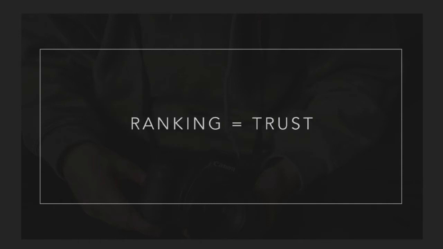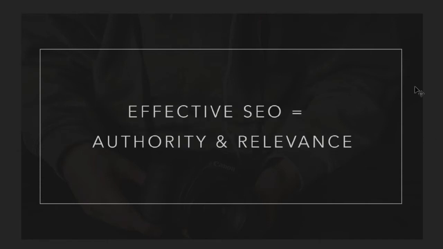Number one, effective SEO comes down to one thing, and that is trust. Trust with Google. If Google trusts your site to be good, they will send you traffic. If they do not, they will send you no one. And trust is really composed of two main factors, authority and relevance. And we're going to break down exactly what is involved in each of those.